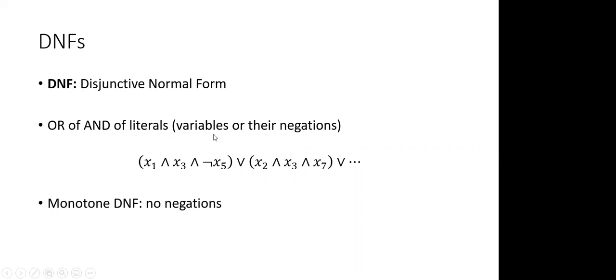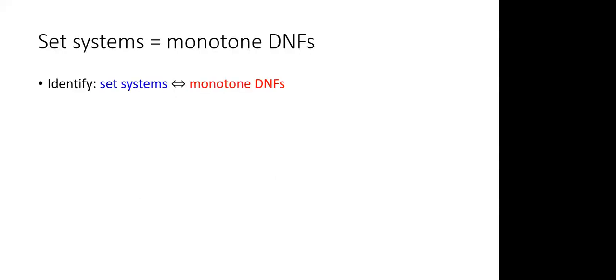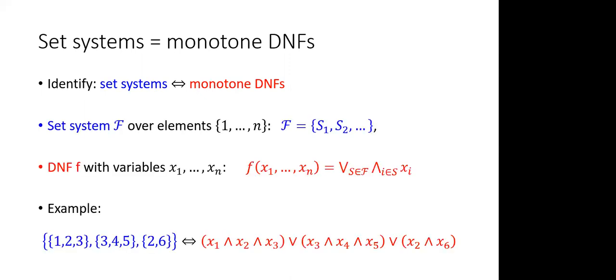A literal is a variable or its negation. So here's an example of a DNF. I have terms. Each term is an AND of literals, and the DNF is an OR of terms. So it's an OR of ANDs of literals. And in fact, for the purpose of studying sunflowers, it will be enough to study monotone DNFs where there are no negations. So there are no literals, just variables. I will just be studying monotone DNFs. And my claim is we can identify set systems with monotone DNFs. Why? Actually, I think it's easiest to see it through this example at the bottom.